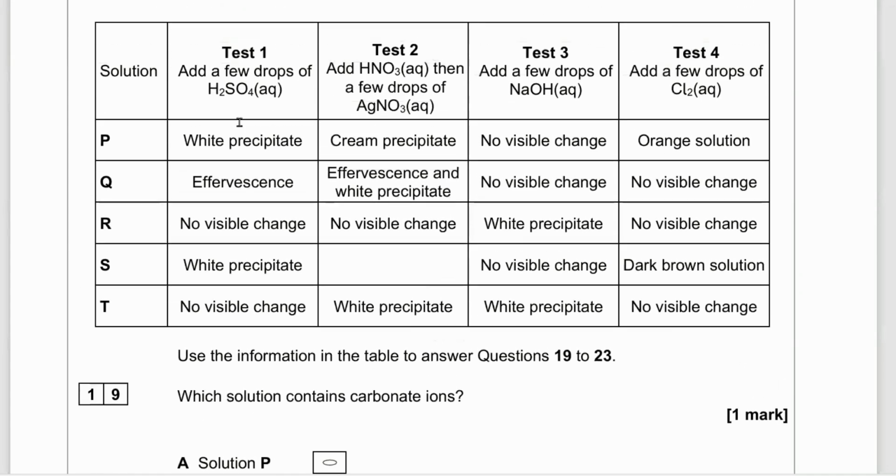So what we want to do is scroll back to the table and say, right, let's do the acid test. If they had a carbonate, what would happen if you added acid to carbonate? You get bubbles. What's another word for bubbles? Effervescence. So we can see here that Q must contain a carbonate because it gave off a gas. And when you add an acid to a carbonate, you're going to get bubbles, and that's the carbon dioxide being released from the carbonate. Awesome. So that's 19 done.